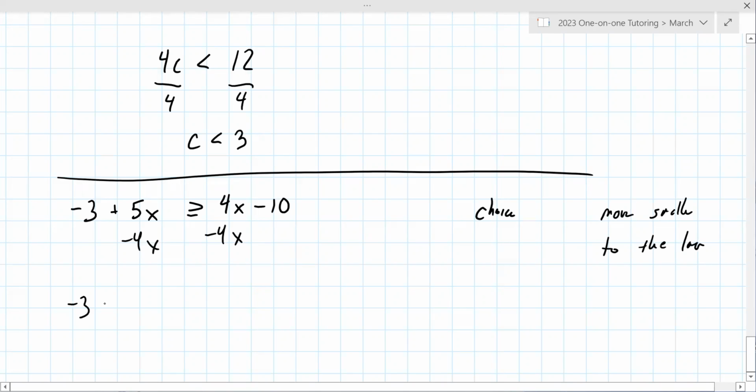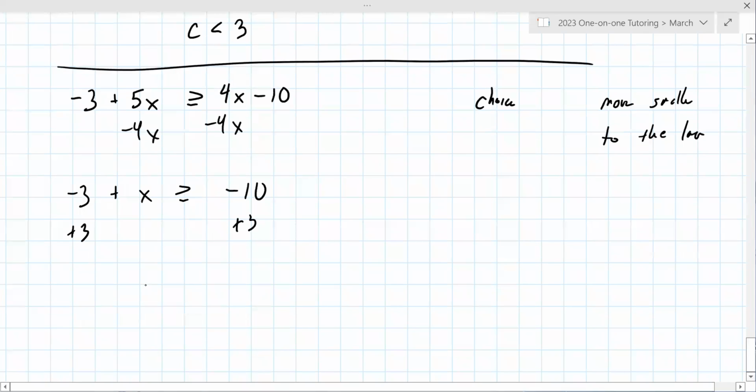On the left, it's minus 3 plus x greater than or equal to negative 10. What's the next step to solve this? Add 3. So now it's x is greater than or equal to negative 7. That negative comes down. But can we leave this yet or no? Yes, because it's 1x. No negative. That's right.